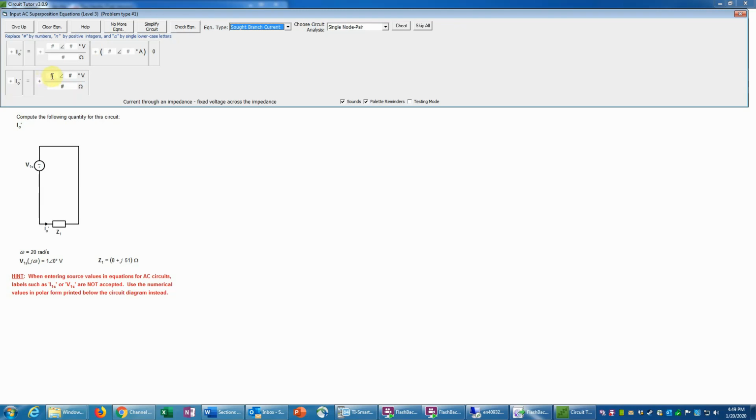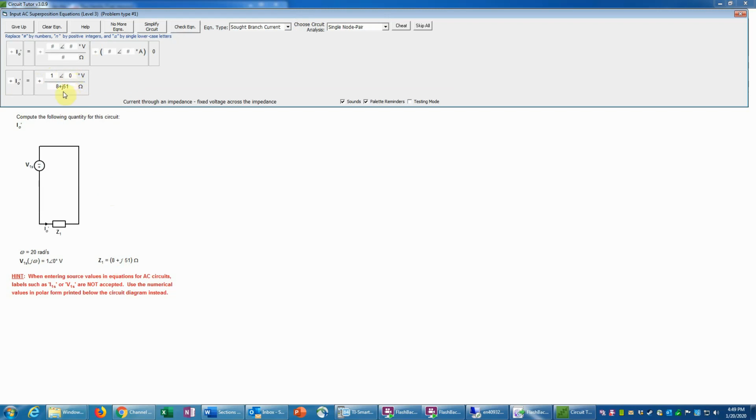So our voltage source now is 1 angle 0. So enter that there, and the impedance is the value of Z1, which is 8 plus J51. So we'll just type that. Oops, plus J51.